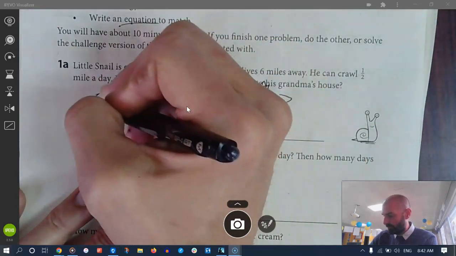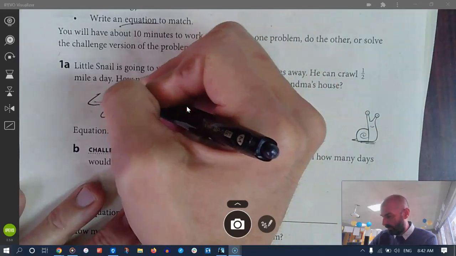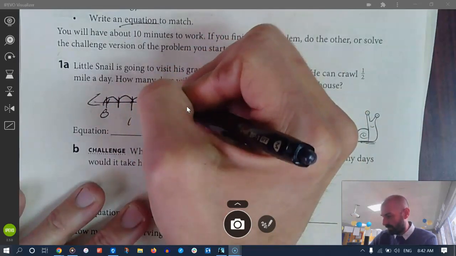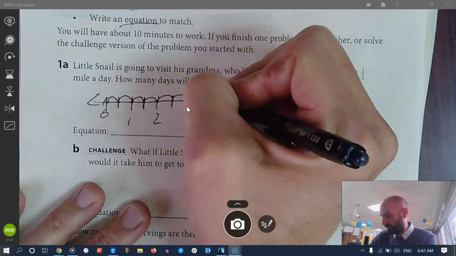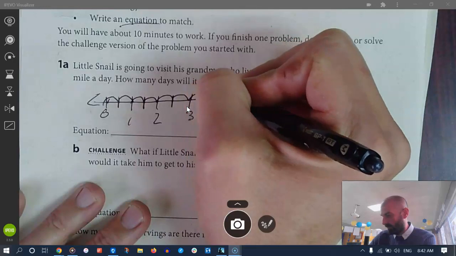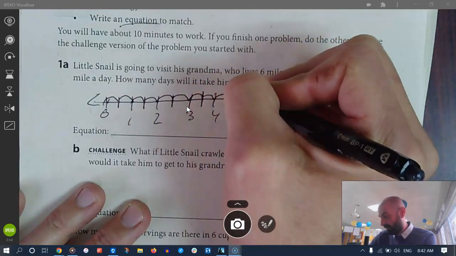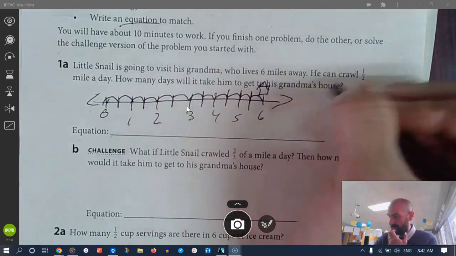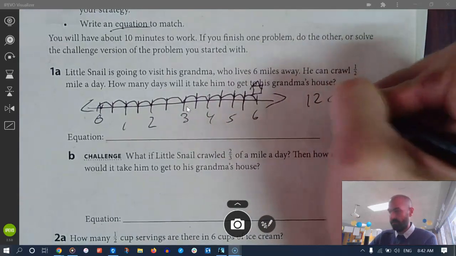So that's a half. That's 1 day, and then I go another day. 2 days, I've gone 1 mile. 3 days, another half. 4 days to 2. 5 days, another half. 6 days to 3. 7 days, another half. 8 days to 4. 9 days, another half. 10 days, another half to 5. 11 days to get to 5.5, and 12 days to get to 6. Okay, so it takes him 12 days.